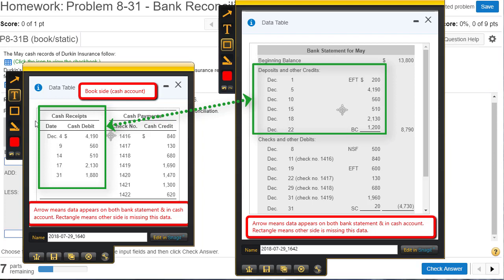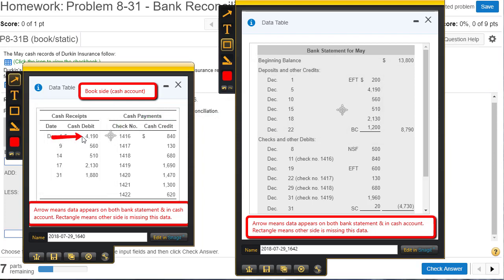So the first thing we're looking for is a 4190. Is there a 4190 deposit over here? Yes. If so, check it off so we know that we're done with that. Next, going back here, we've got a $560 deposit, and I'm going to check off this $560 deposit.